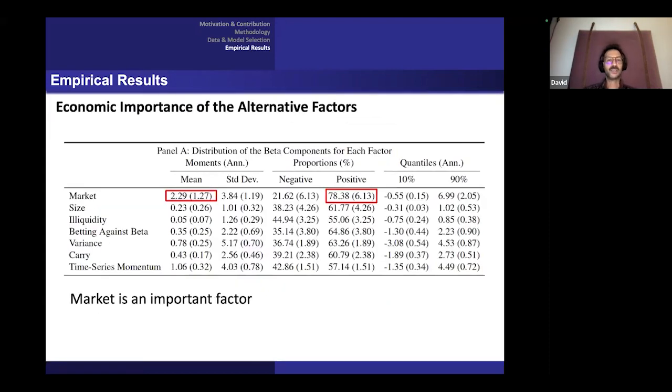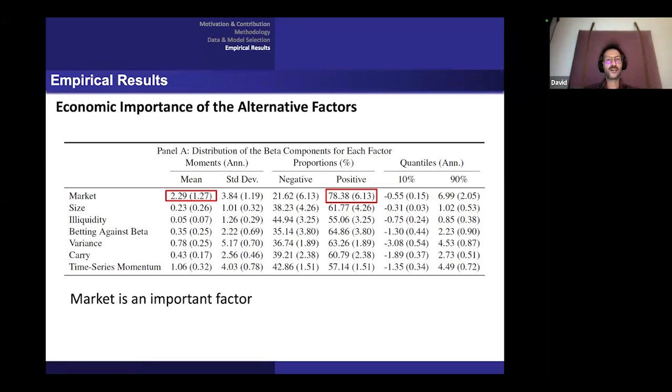You can do exactly the same for the beta components. Again, the beta components under the Carhart-Pedersen model encompass several factors. So you have the market, size, illiquidity, betting against beta, variance, carry, and time series momentum. And you can dissect the beta component into each of the subcomponents.